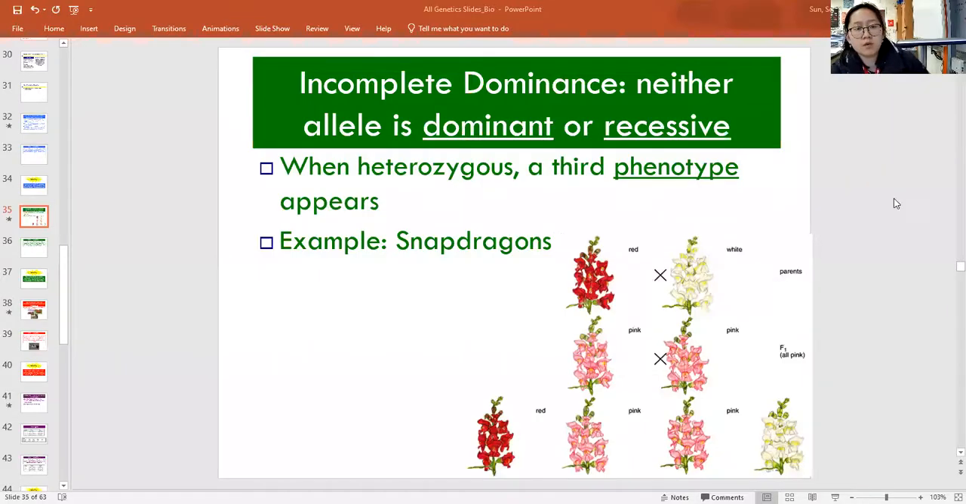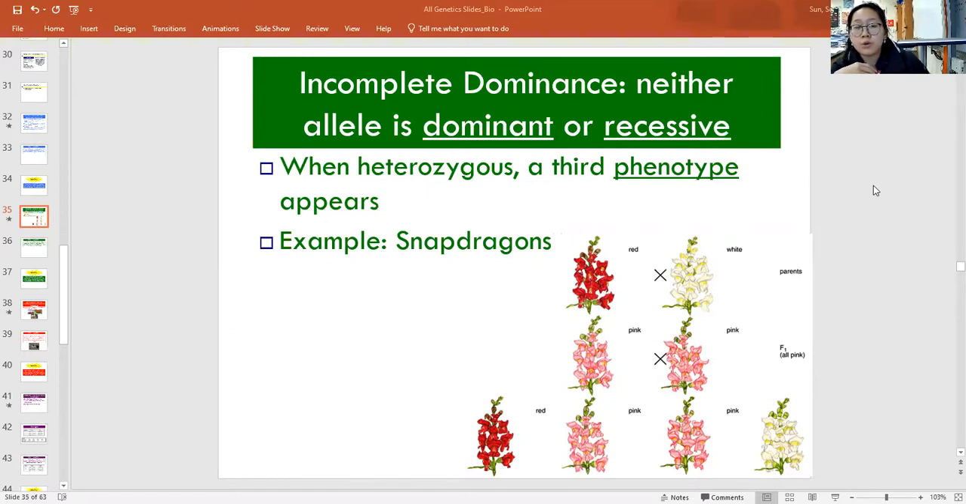All right, the next one we're going to go over is incomplete dominance. In the case of incomplete dominance, before we were always talking about when there are two alleles, there's going to be one that's dominant and one that's recessive. There are cases, however, where when there are two alleles, neither of them are really dominant or recessive to each other. It's called incomplete dominance.